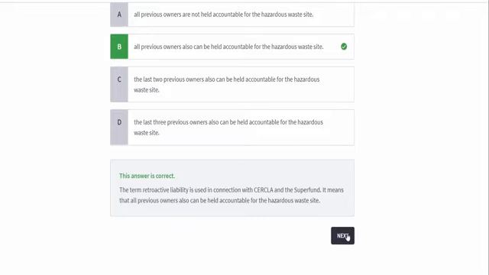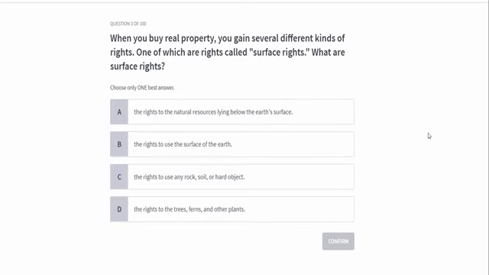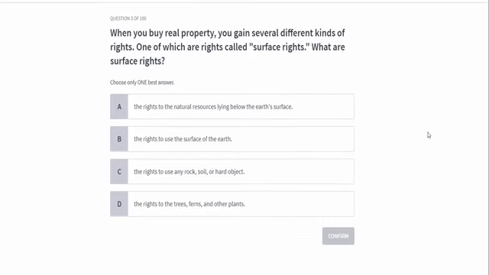All right, next question. Question 3. So, when you buy real property, you gain several different kinds of rights, one of which are called surface rights. What are surface rights? And it gives us 4 options.